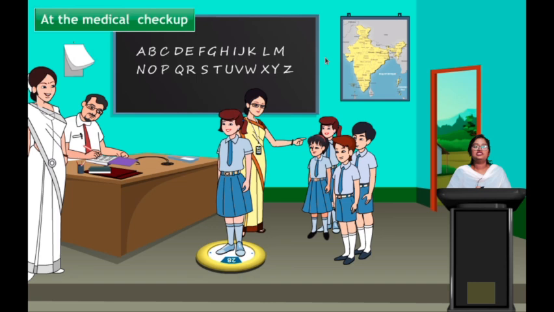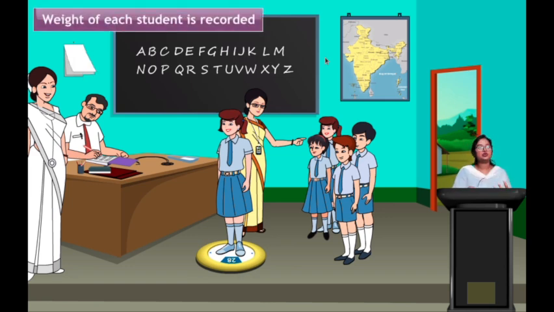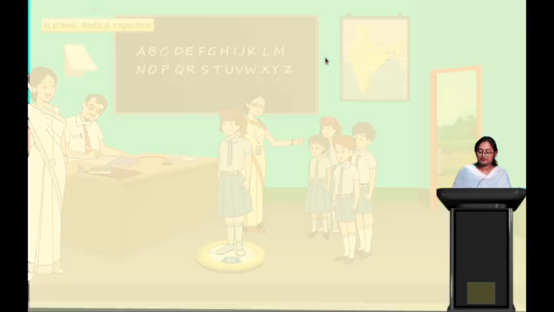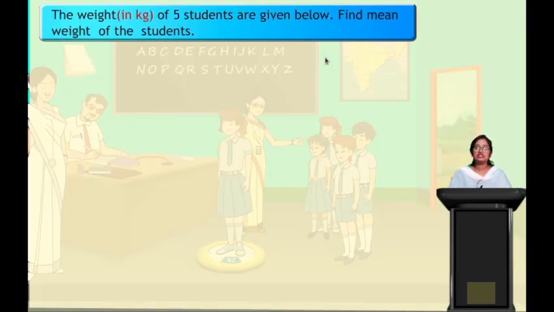So children, now let us see the situation here. Here a medical checkup is going on in the school, and the height and the weight of the students have been recorded. The question is: the weights of 5 students are given below, find the mean weight of the students. Students, here you can see the weights of 5 students have been given. For this data we have to find the mean weight. The mean weight means we have to find the average weight.